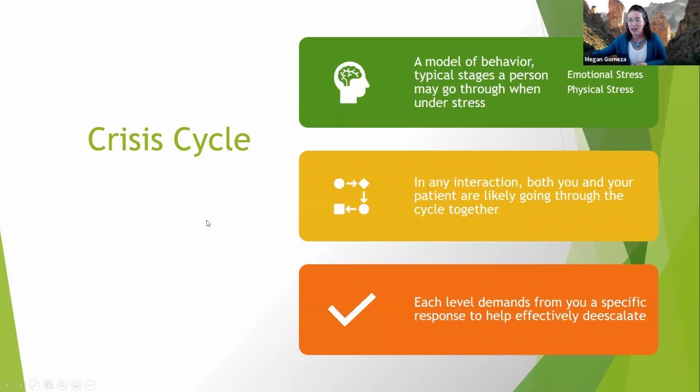All right, so this crisis cycle is a model of behavior that you can use. These are the typical stages a person may go through under stress, physical stress or emotional stress. It recognizes that both you and your patient are likely going through the cycle together, but each level asks from you a specific response to help effectively de-escalate wherever you are at in the crisis cycle. So it gives you, Alberto, a skill to deploy when you know what phase your client is in the crisis cycle. All right, next slide, Chris.